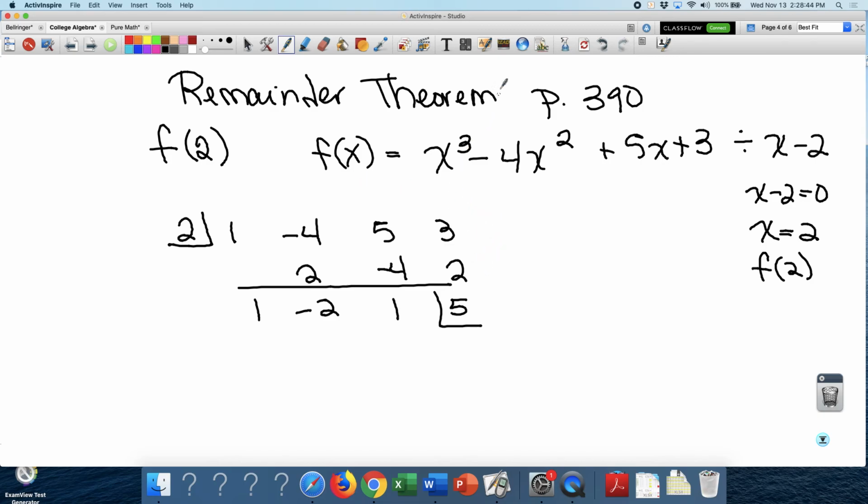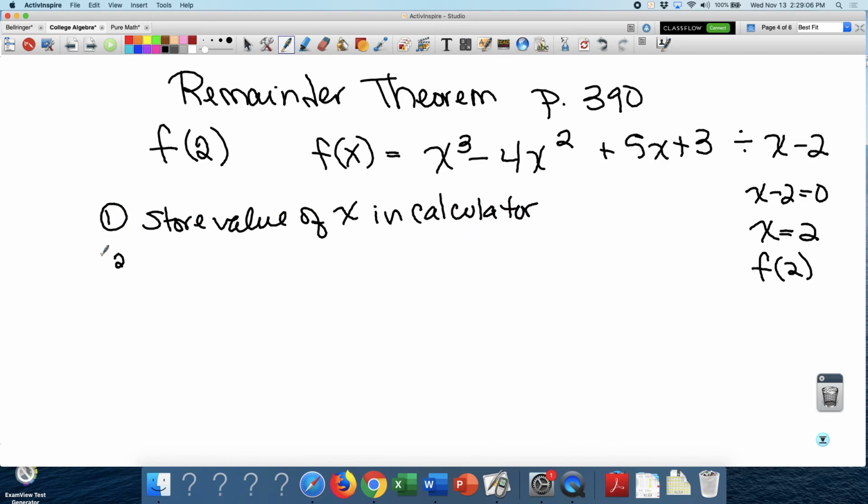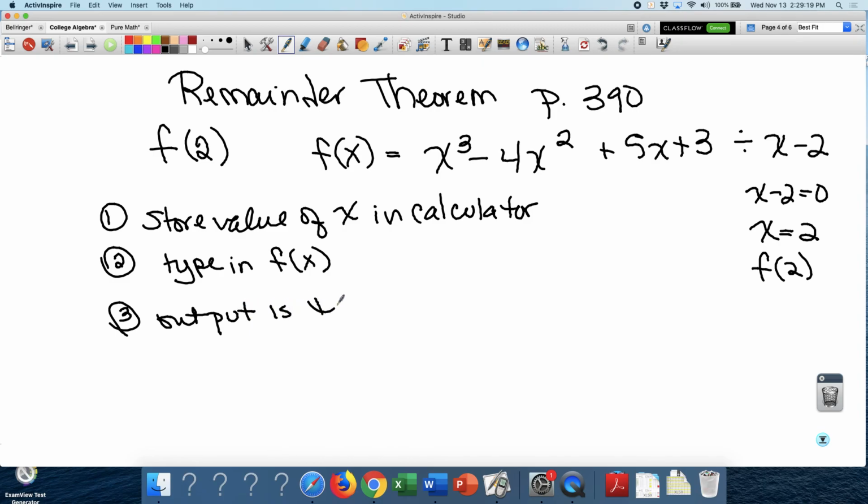If you've got a calculator handy, I'm going to delete this. You can always go back and pause it and write it down if you need to. So all the remainder theorem is, you're going to store the value of x in the calculator, then you're going to type in the function, and then the output is the remainder. So how does this help you check your synthetic division?